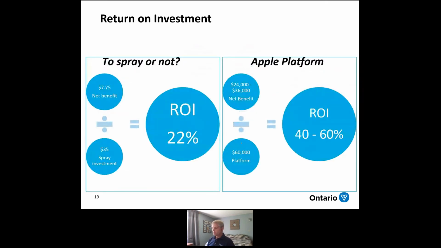So then, just going back to our earlier examples, what was the return on investment to the spray application? Well, with that $35 cost that we had, the benefit translated into a 20% return on investment, whereas in the Apple platform, that benefit was a 40 to 60% return on investment. So you can have fairly fantastic return on investment claims. I've seen quite a bit in the precision ag area, sort of 100, 200% return on investment.